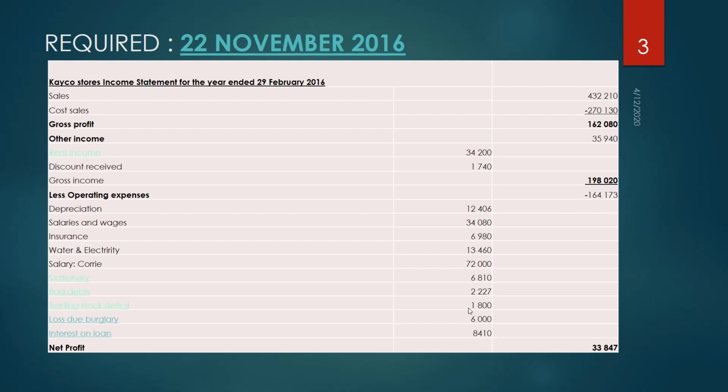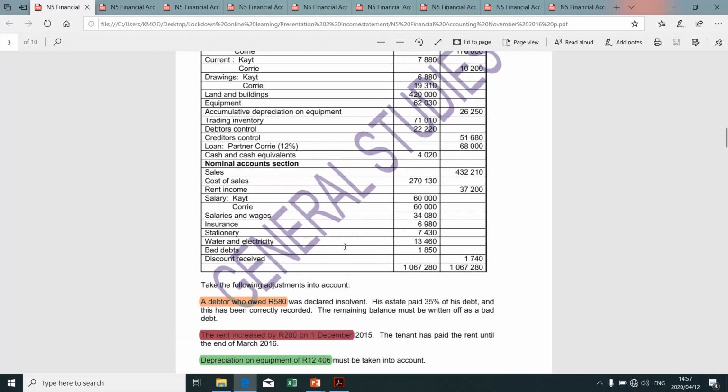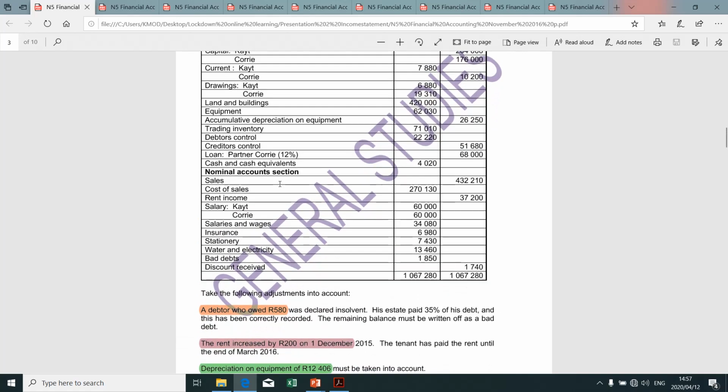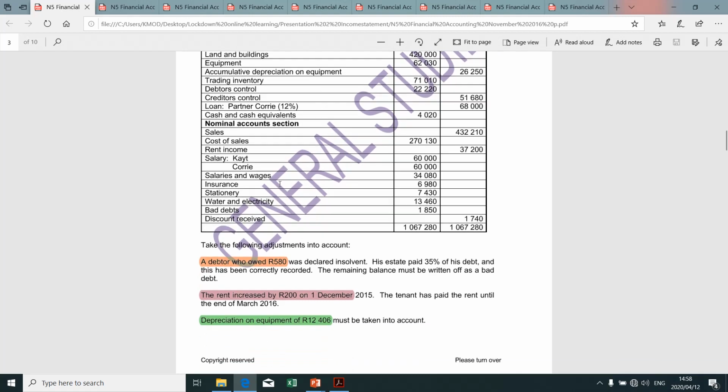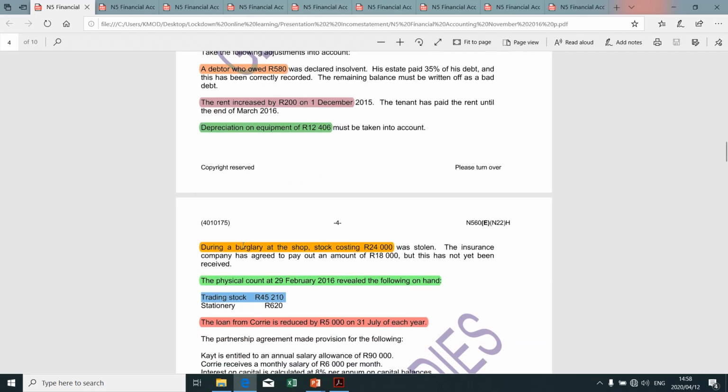Before we even go to the calculation, I'd like to take you to the transaction relating to the loss due to the burglary. Of course, it was not provided in the pre-adjusted trial balance under your nominal section. However, the transaction that's highlighted in orange, we just took that amount in determining the trading stock deficit. We're going to take the same transaction to determine the loss due to burglary.